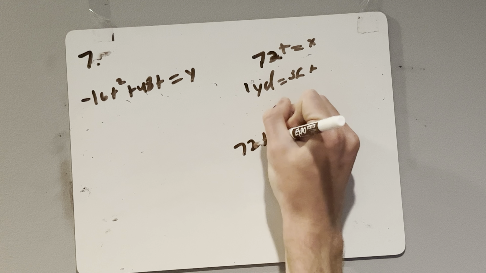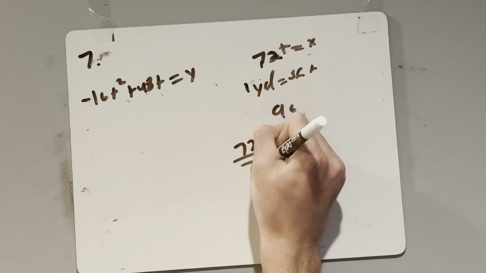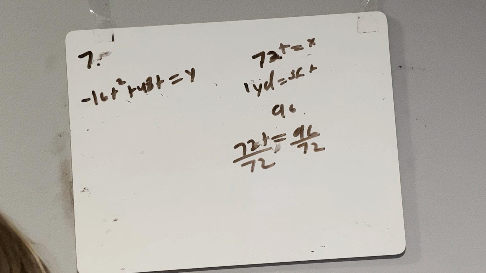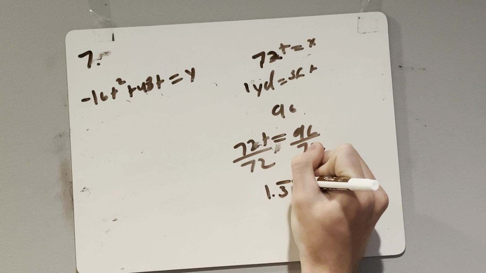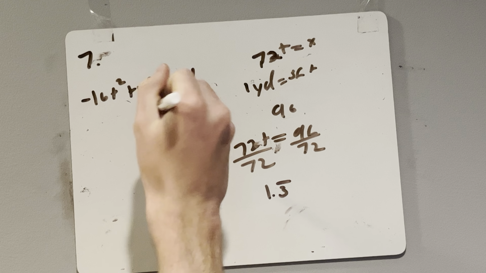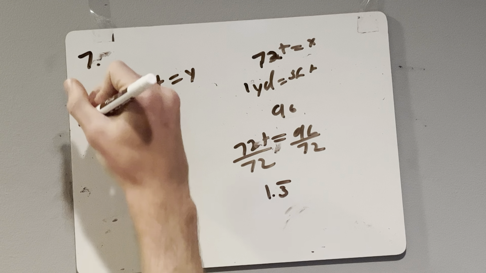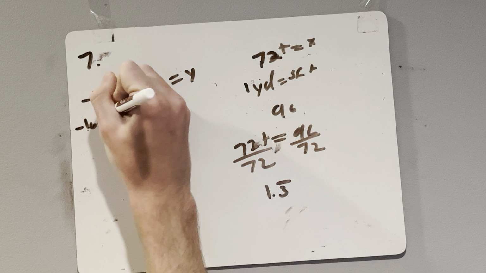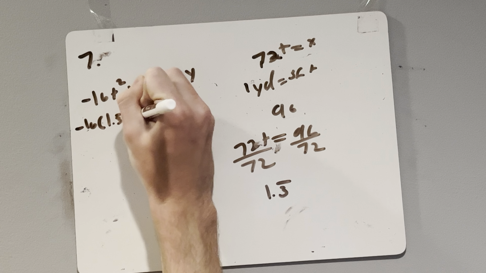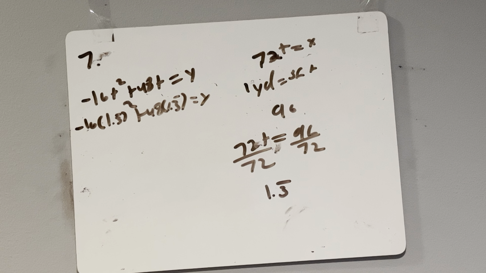So we do 72t equals 96. Once we divide both sides by 72, in order to cancel it out, we will get 96 divided by 72, 1.3 repeating seconds. So now we're going to plug this back in to our vertical equation to get our final answer, the last thing that we are looking for. So, plugging this back in, negative 16 times 1.3 repeating squared plus 48 times 1.3 repeating equals our final value.